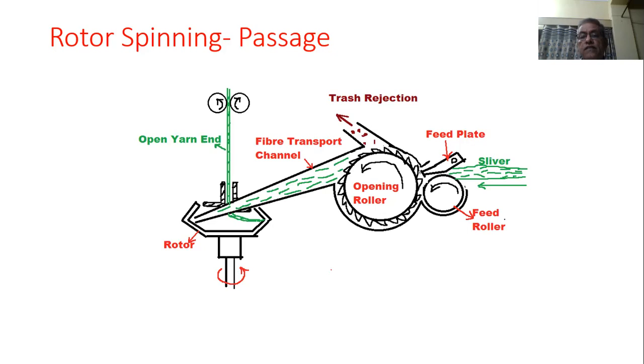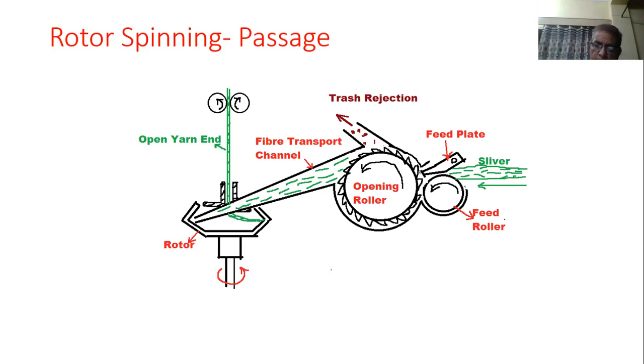So this sliver is fed, and then this material is fed to the opening roller. Opening roller is covered with metallic clothing. It may be sawtooth clothing. So this opening roller ensures that the sliver is converted to single fibers. So fibers are opened and individualized up to a level of single fiber.